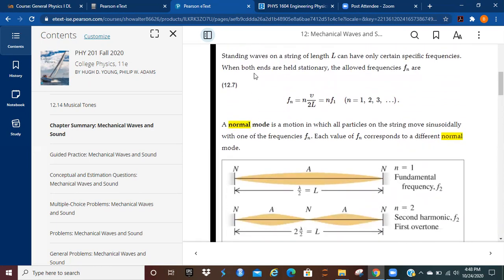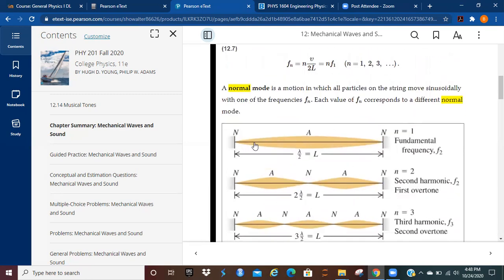So standing waves on a string of length L can have only certain specified frequencies. When both ends are stationary, the allowed frequencies are f_n equals n times v divided by 2L, or n times frequency 1. So a normal mode is a motion in which all particles on the string move sinusoidally with one of the frequencies determined from here. Each value of f_n corresponds to a different normal mode.